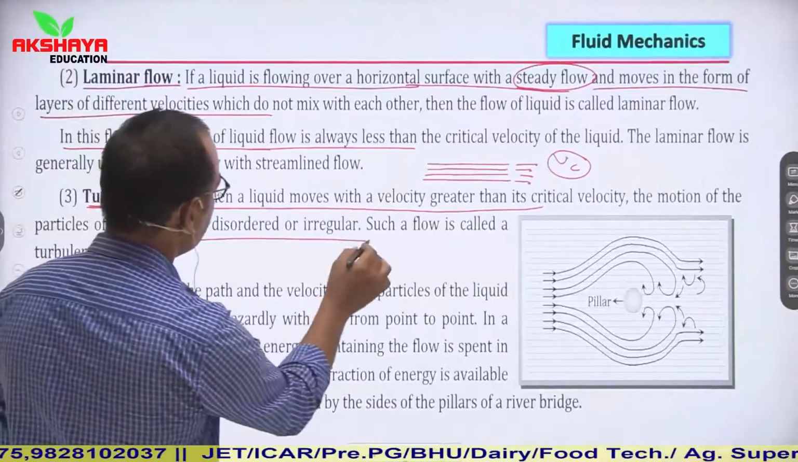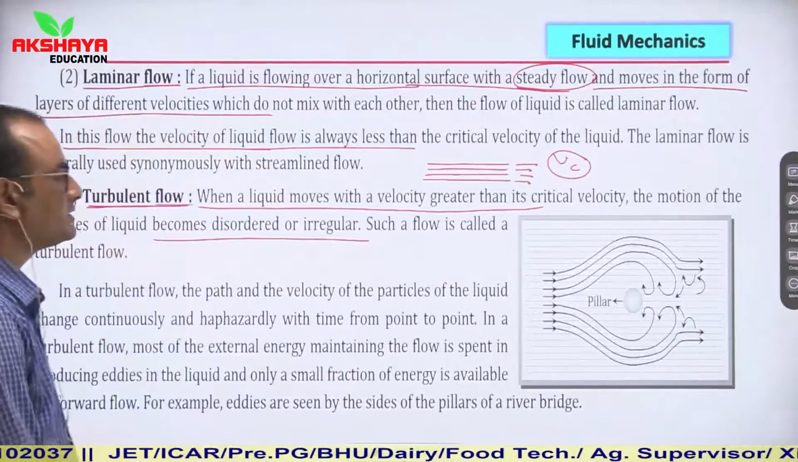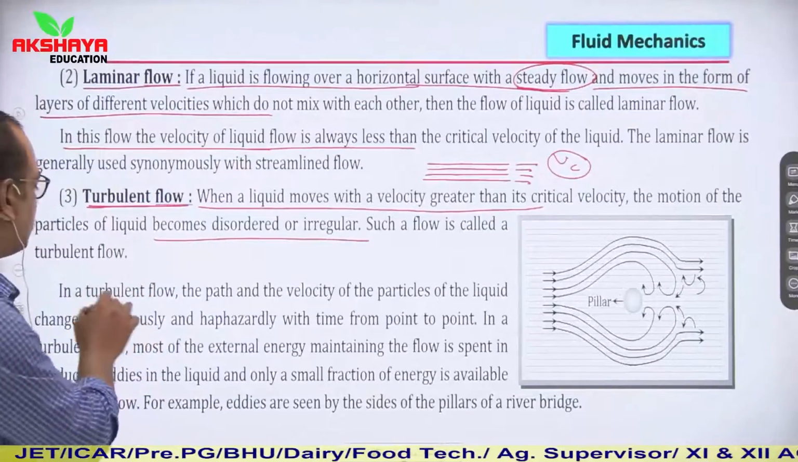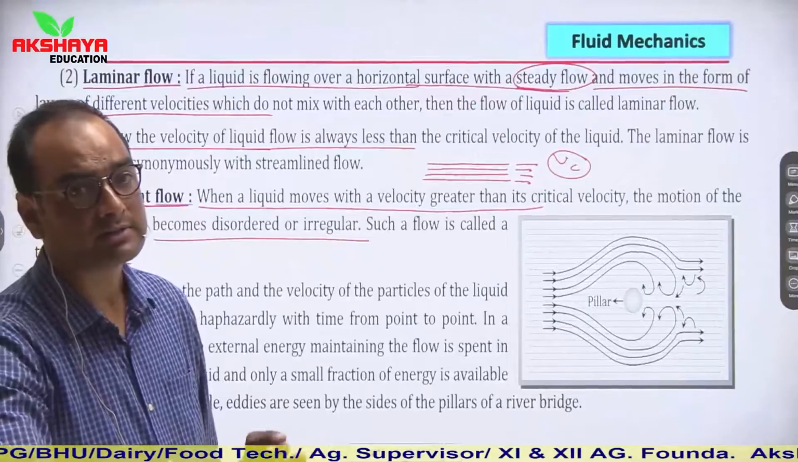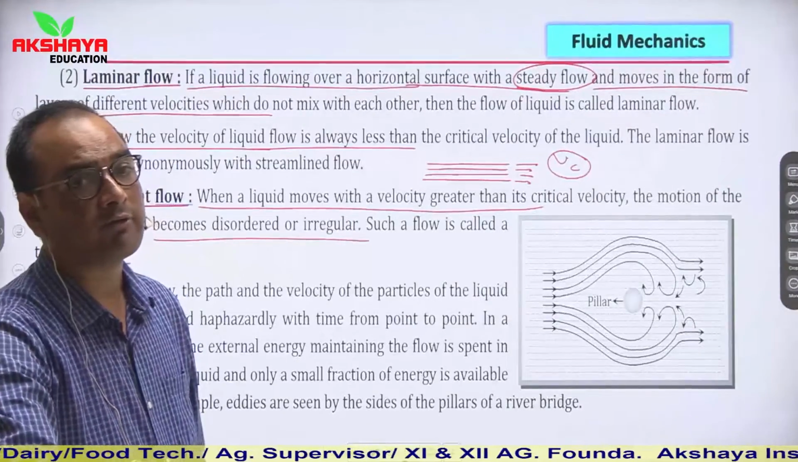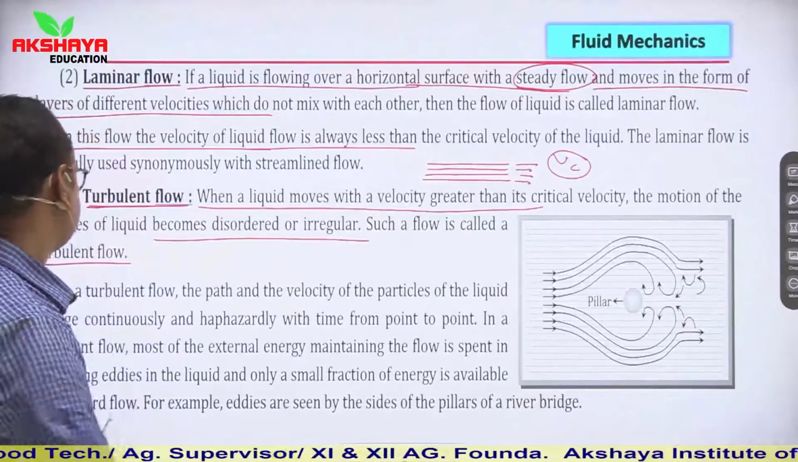So in this condition, motion becomes disordered or irregular. Such a flow is called turbulent flow. An example of turbulent flow is water flowing in rivers. In a river, water flow is turbulent in nature.